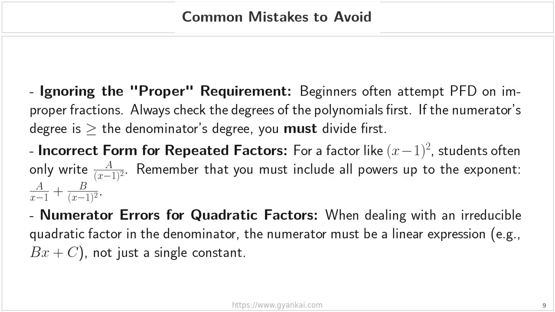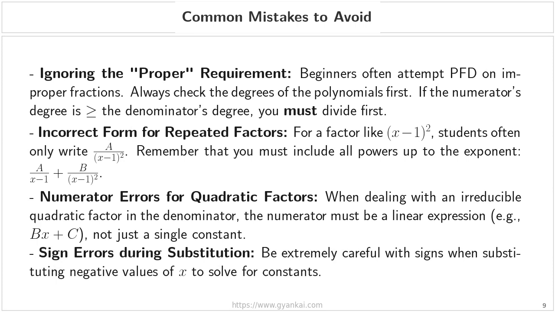Now, let's consider numerator errors for quadratic factors. Sometimes, the denominator will have a quadratic factor that cannot be factored further into real linear terms. We call these irreducible quadratic factors. When you're setting up the partial fraction decomposition for such a factor, the numerator must be a linear expression, something like b times x plus c. Don't make the mistake of just writing a constant b in the numerator. It needs to be a linear expression to match the quadratic in the denominator.